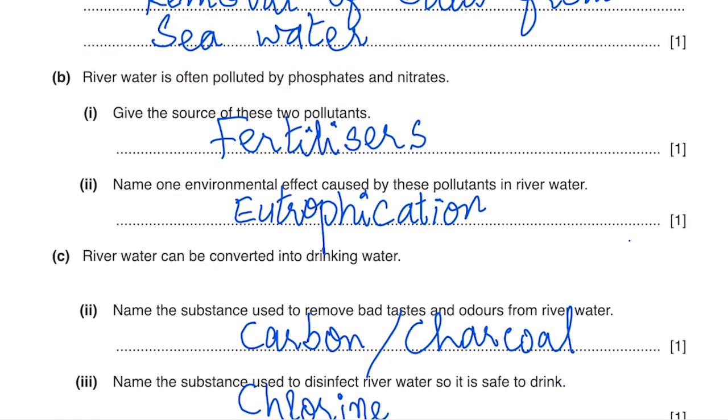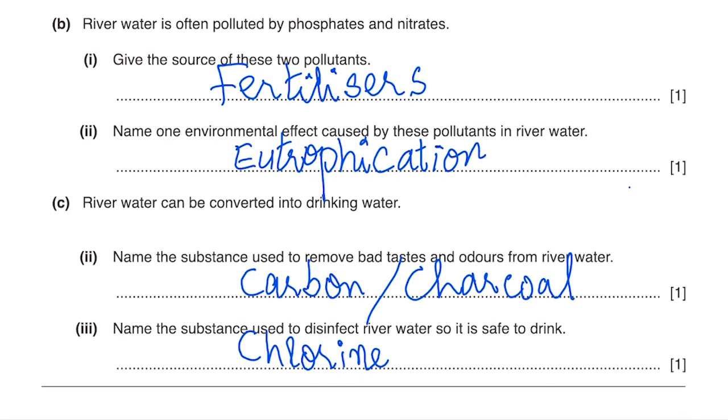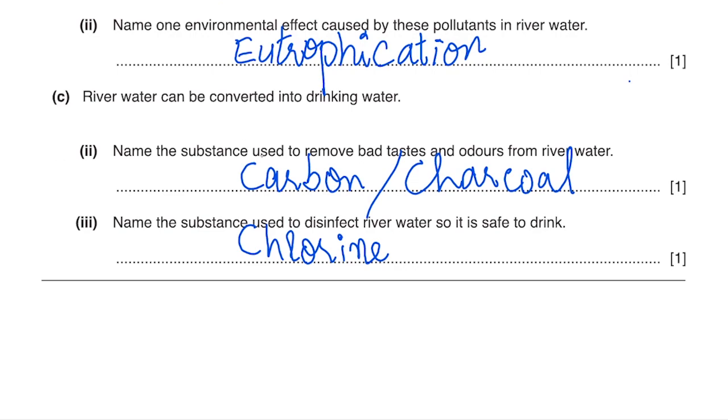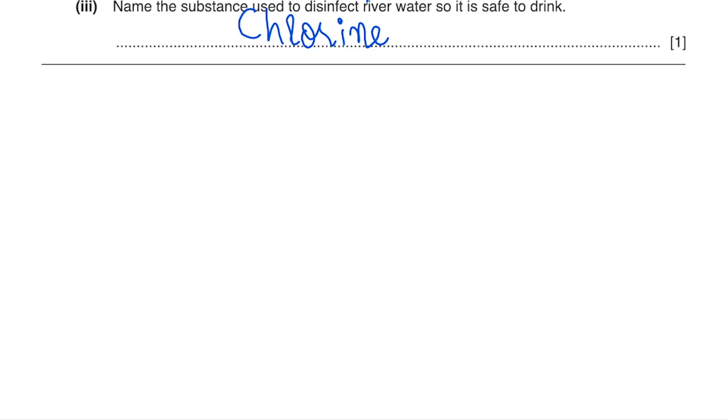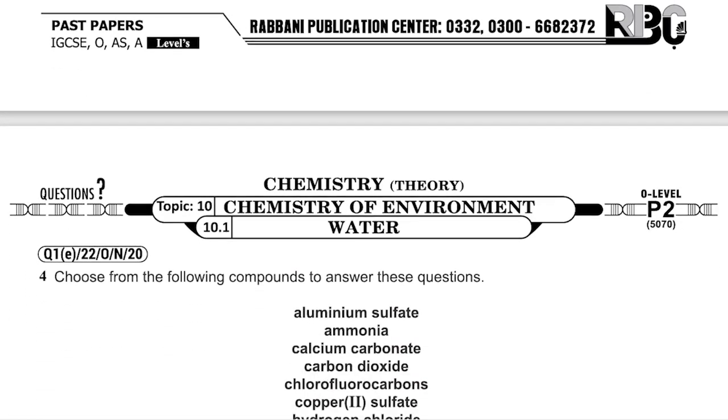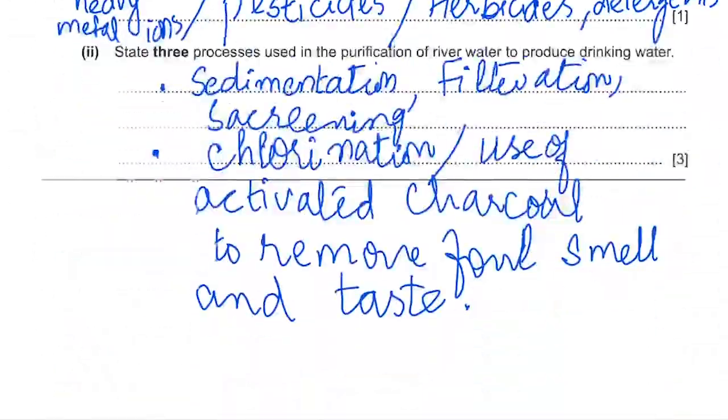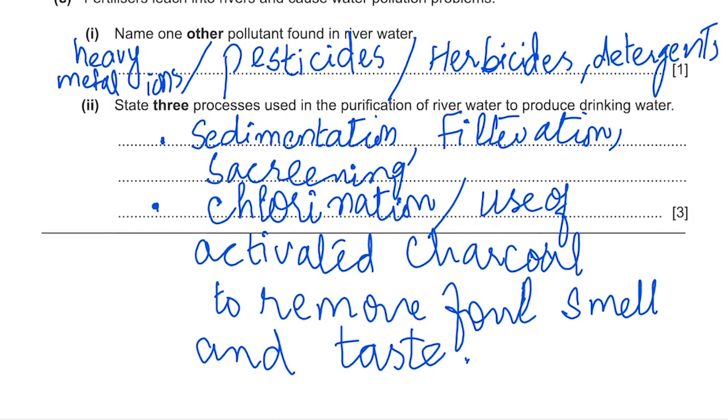Name one environmental effect caused by these pollutants in river water. That is eutrophication, which causes the algal bloom and which causes the death of the aquatic life. Name the substance used to remove bad taste and odor from the river water. That is carbon or charcoal. Name the substance used to disinfect river water so it is safe to drink. That is chlorine. So chlorination is a process through which water can be purified from microorganisms and different microbes.